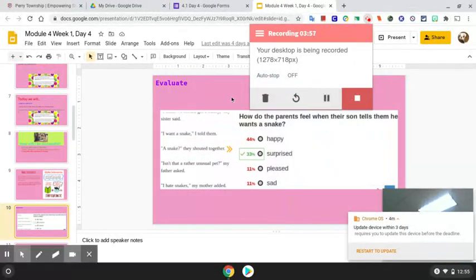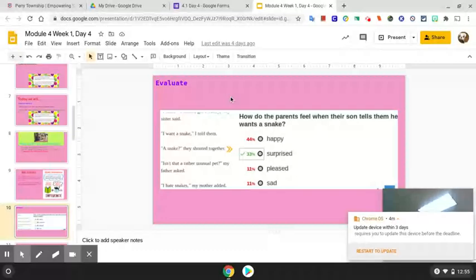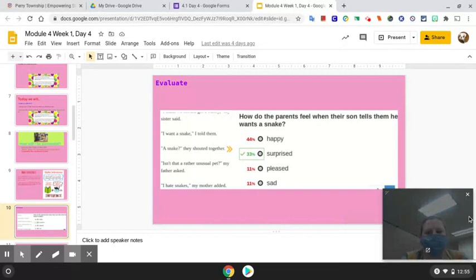Welcome back. So the reason why we are going over inferences is because on Evaluate, we missed this question. And also, inferences is something you are going to use a lot as you are reading for the rest of your life. You're going to have to figure out things the author is telling you, but doesn't tell you in the words. You have to figure it out by using clues.